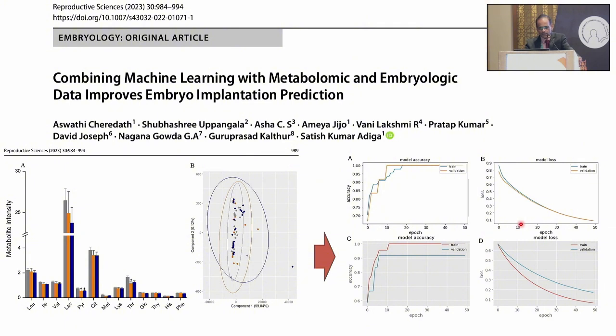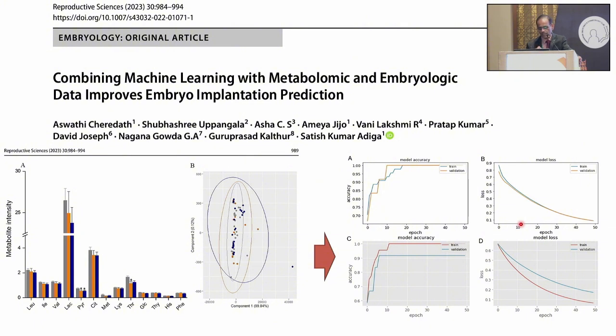We have also worked on this machine learning process. We have also combined the metabolomic and machine learning process. The metabolomic approach we used was that we cultured the embryos and used spent media, because whatever is happening in the embryo is reflected in the spent medium. That is the idea of metabolomics.